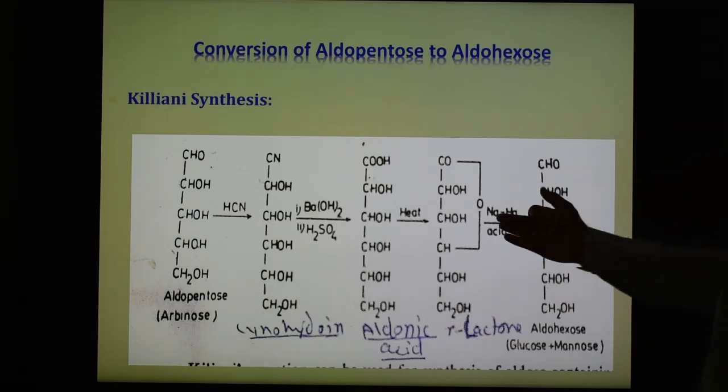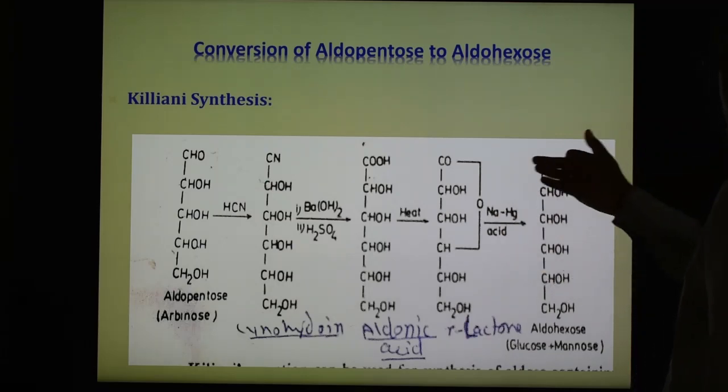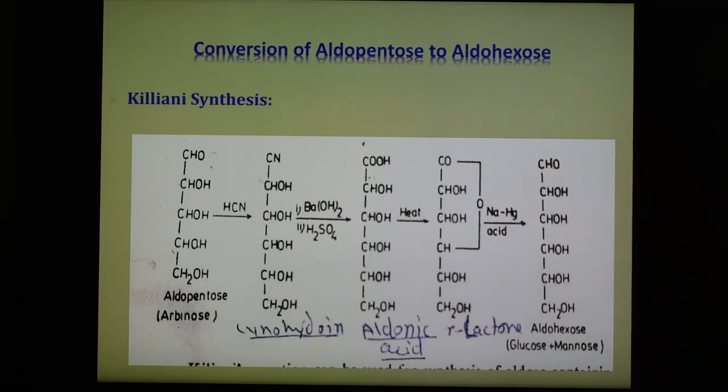And after that, reduction with sodium amalgam in the presence of acid converts this group into an aldehyde group, and we get aldohexose, which may be glucose or mannose sometimes. So this is the conversion. This is given by the scientist Killiani through cyanohydrin. Therefore, it is known as Killiani synthesis. So this is the ascent: starting from 5 carbons, we are getting a compound with 6 carbon atoms.